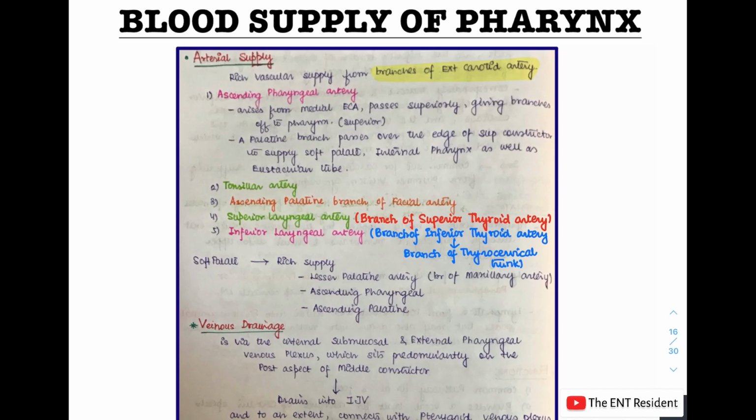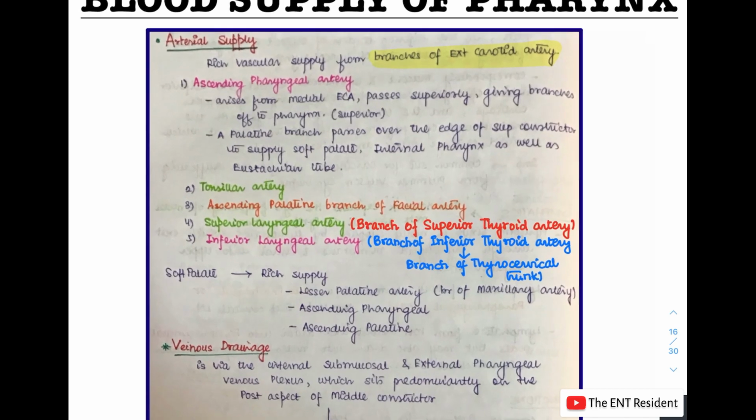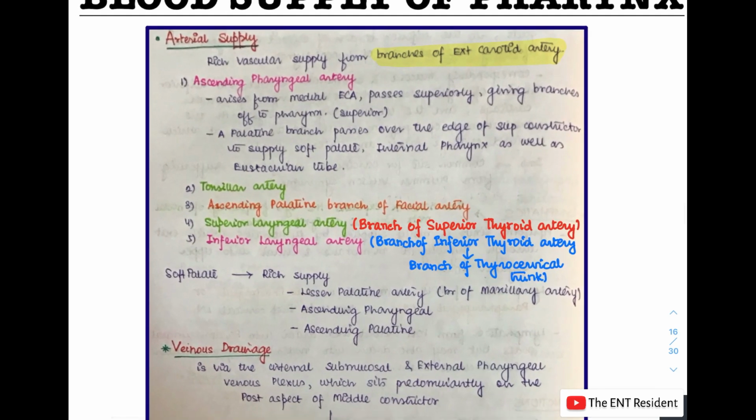This branch arises from the medial ECA, which is basically the external carotid artery. It passes superiorly, giving branches to the pharynx, mostly the superior part of the pharynx. Also, a palatine branch arises from this ascending pharyngeal artery, which passes over the edge of the superior constrictor to supply the soft palate, the internal pharynx, as well as the eustachian tube.